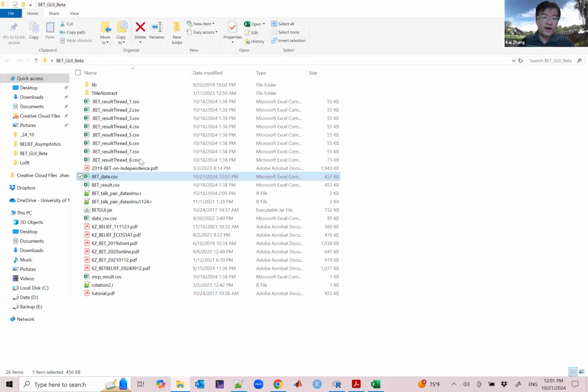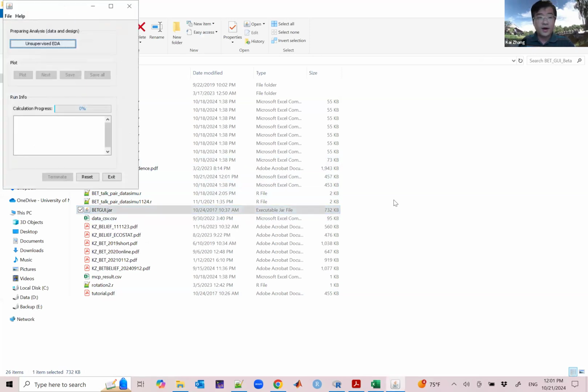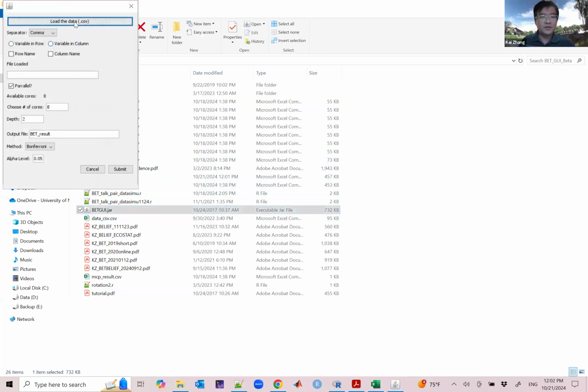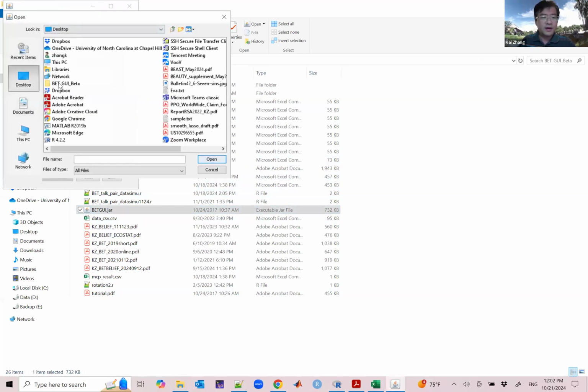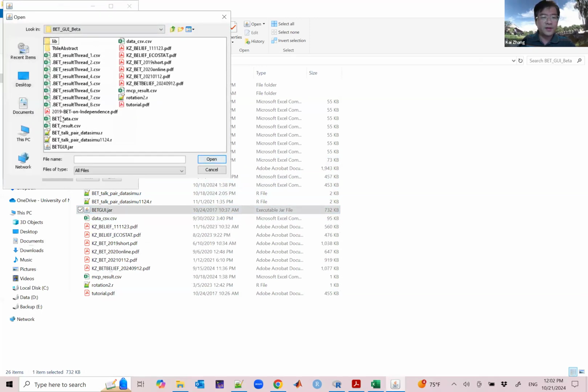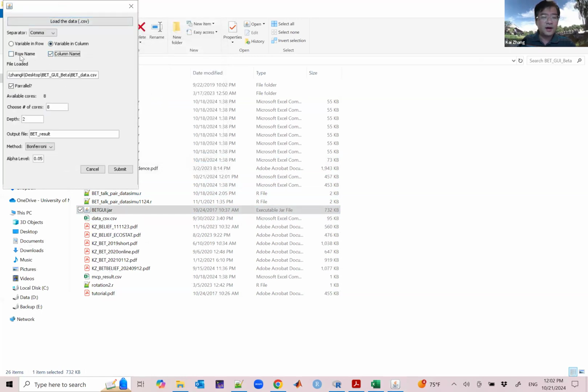But now, I asked my undergraduate student to write a GUI for this test, so people don't have to code. And it's quite simple, just a matter of clicking buttons.